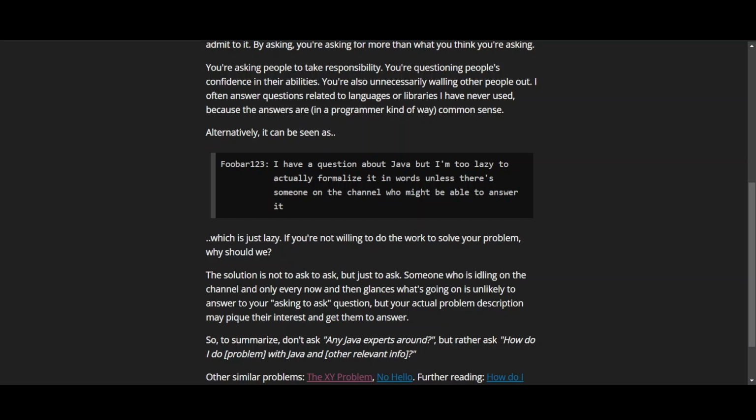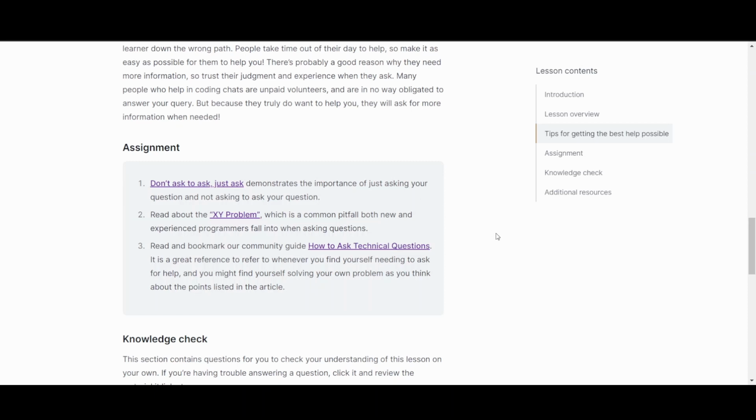The solution is not to ask to ask, but just to ask. Someone who is idling on the channel and only every now and then glances at what's going on is unlikely to answer your asking-to-ask question, but your actual problem description may pique their interest and get them to answer. So, to summarize, don't ask "any Java experts around?", but rather ask "how do I do problem with Java?" and include other relevant info. Interesting, and it makes total sense too. So, that's the first assignment. Let's see the next one.